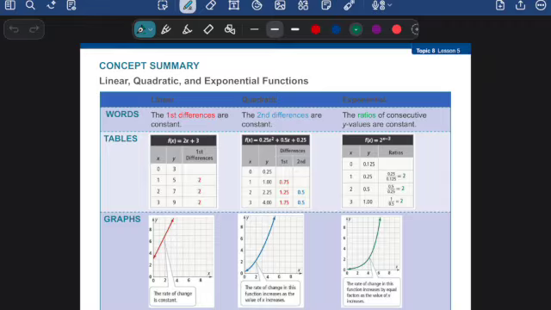Made it to the concept summary for linear, quadratic, and exponential functions: how to check which type of function the data is. So always check your first differences first, then move to your second differences, and then check your common ratios. And just remember what each graph looks like. And remember that exponential will start to exceed both linear and quadratic eventually. There will be some point where that is increasing faster than anything.